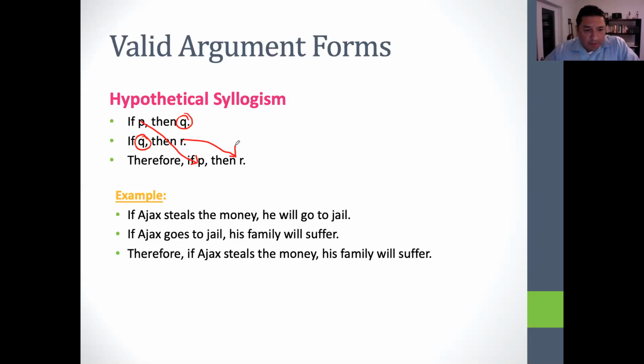So an example: if Ajax steals the money, he will go to jail. If Ajax goes to jail, his family will suffer. Therefore, if Ajax steals the money, his family will suffer. Okay, so again, this is all about form. You see the same form here. You notice this is Q, and this is substituting for Q here, and then this is P, and this is R. Trust me, that's an R. Anyways, let me put it over here a little bit clearer. And then P and R end up down here. Okay, and then Q drops off.